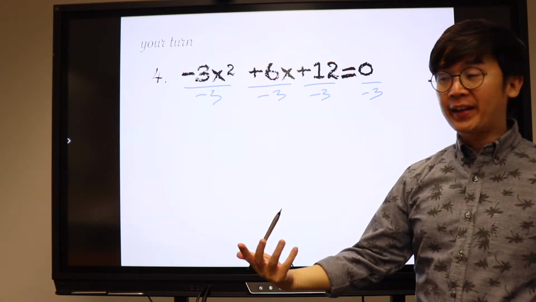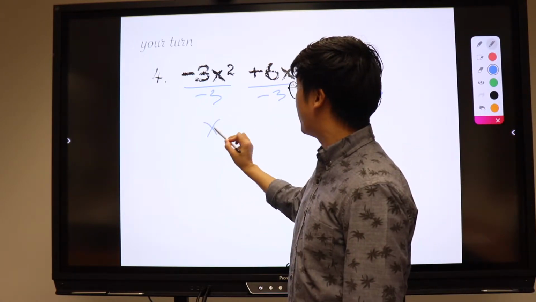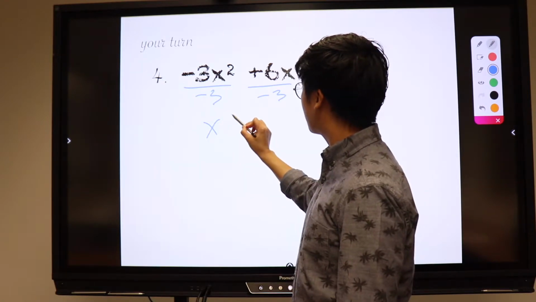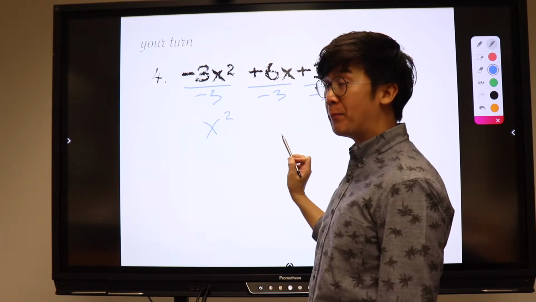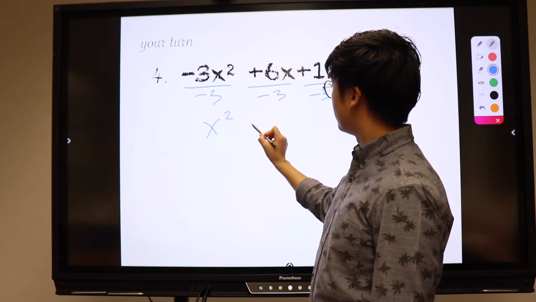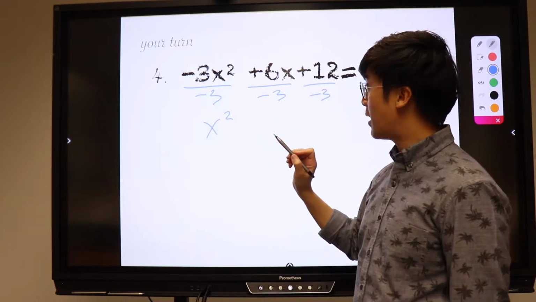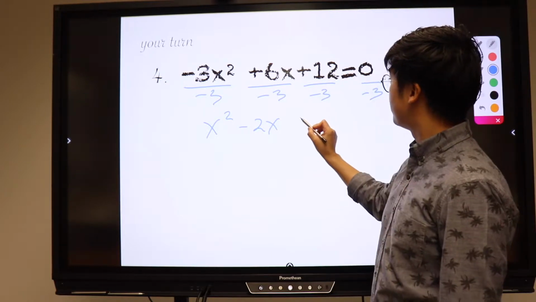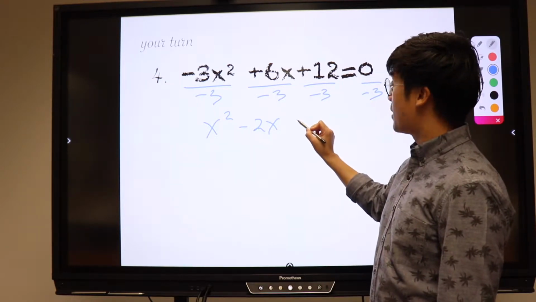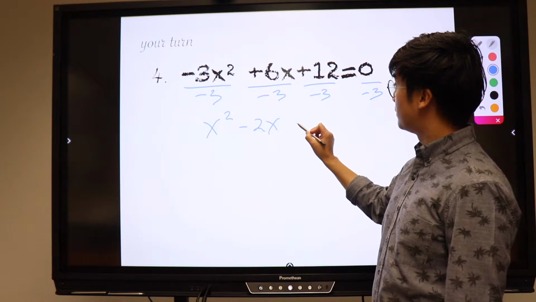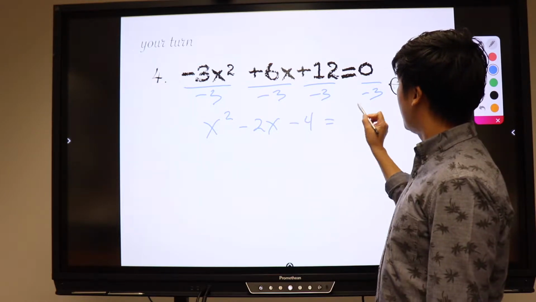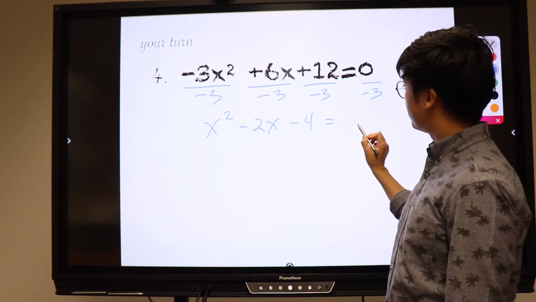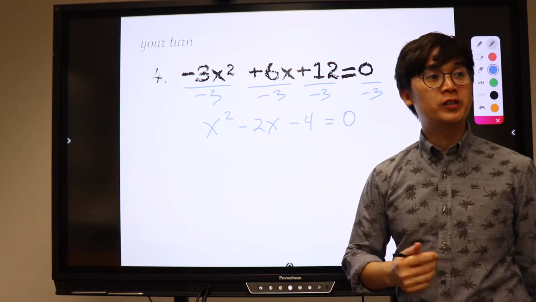So by simplifying it, our new quadratic equation is x squared. What's the middle term? Plus 2x. Is it plus 2x or minus 2x? Minus 2x. And what is the last term? Plus 4. Plus 4 or minus 4? Minus 4. 0 divided by negative 3? 0.